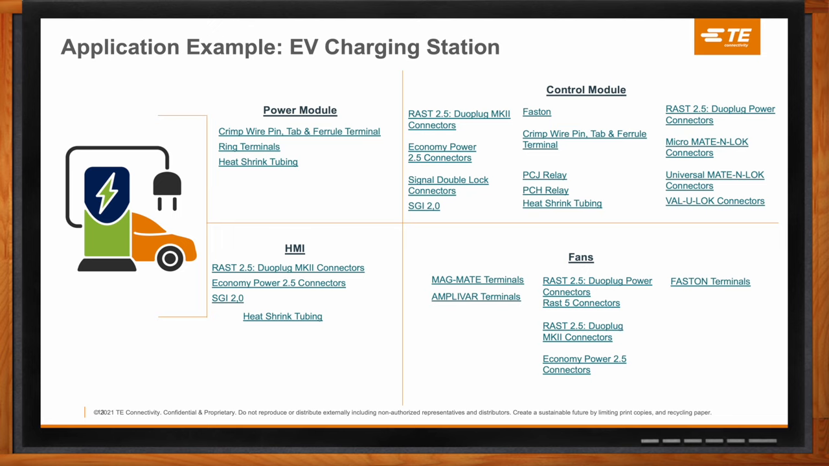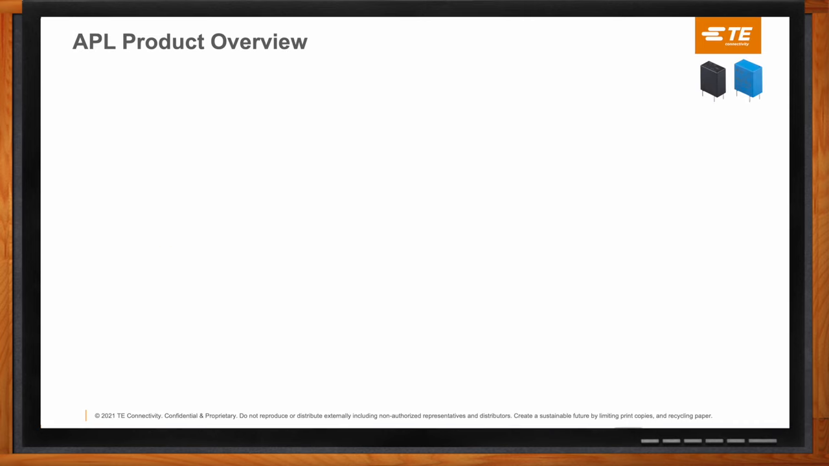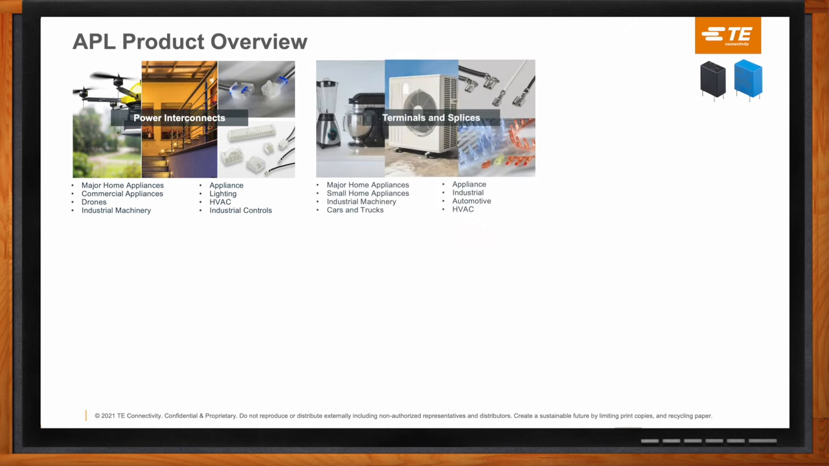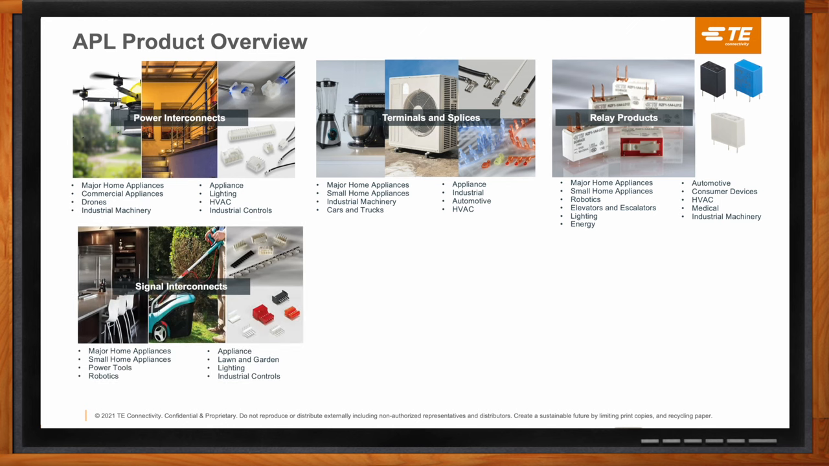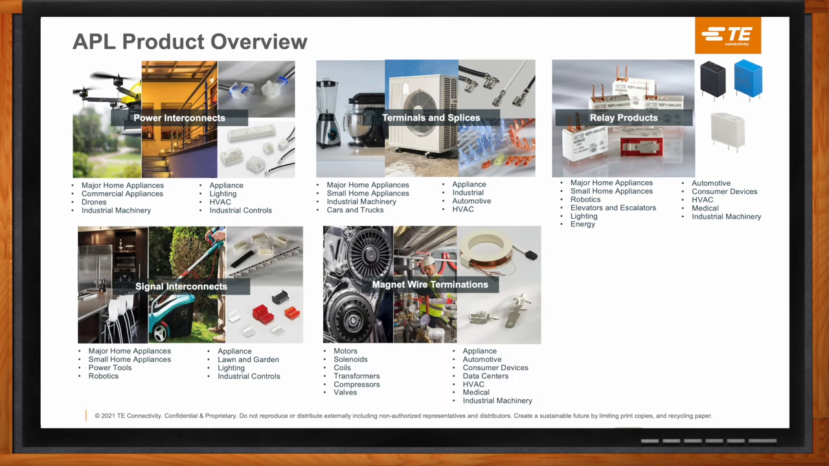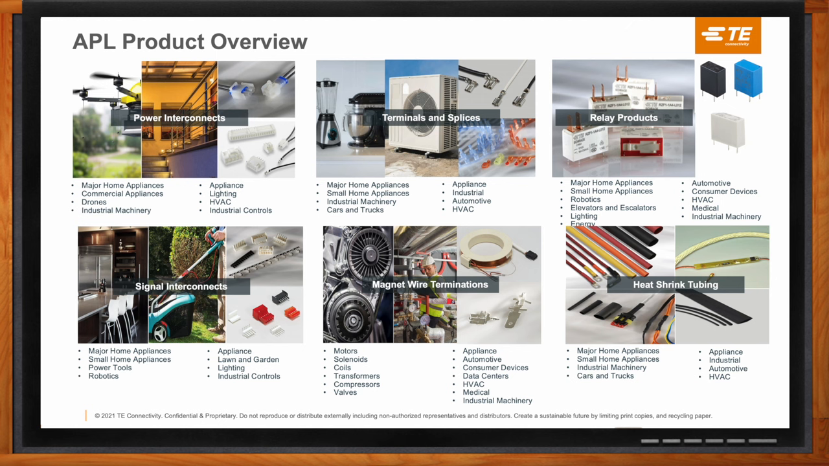To recap, what does the APL product line bring to the table? Well, I would say overall, our products are extremely flexible. So it's hard from a certain perspective to really identify a unique field of application, which on the other side is the major benefit that customers who choose to start a journey with the APL would benefit from. So our product lines, summarizing, can be identified into power connectors and signal connectors, terminals and splices, relays, magnet wire termination, and heat shrinking tubes.